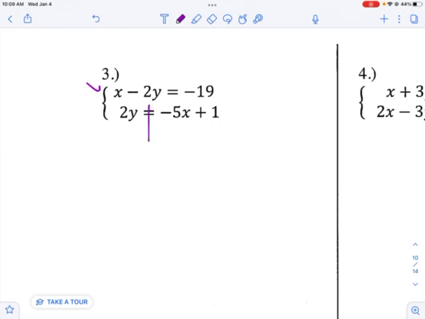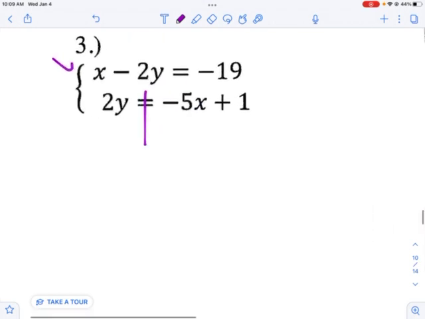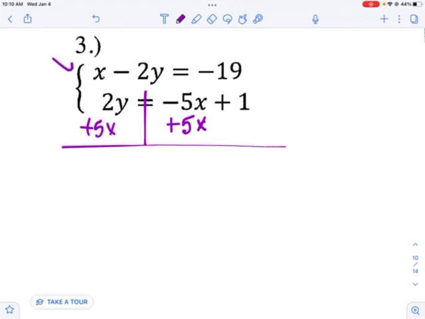So how am I going to do that? I'm going to move that whole term, negative 5x. I've got to add 5x, and I have to add 5x here. Okay. So now that term's gone. I have 5x and 2y, but they're separate. They're not like terms. I can't combine them. So I'm going to write it like that. Now they're both in standard form.